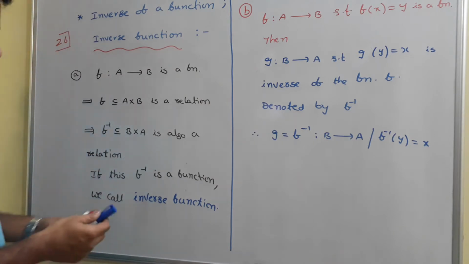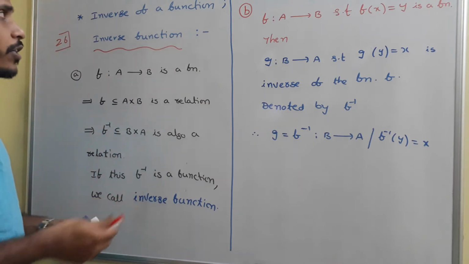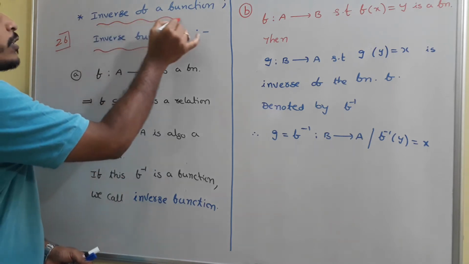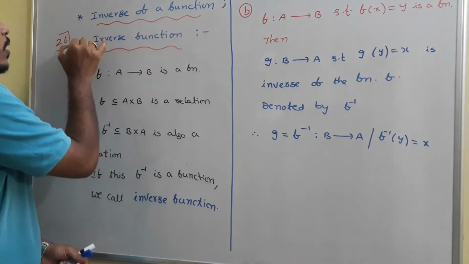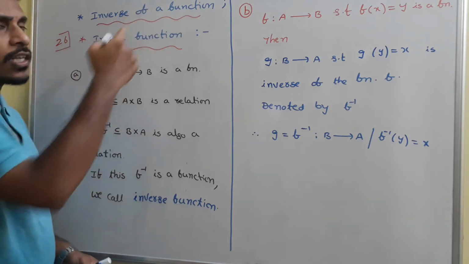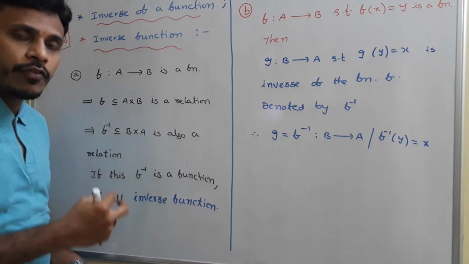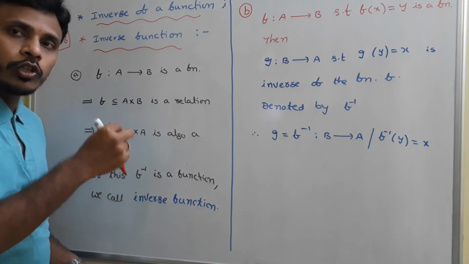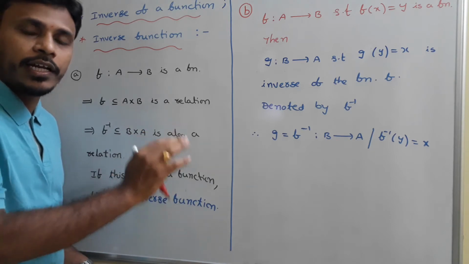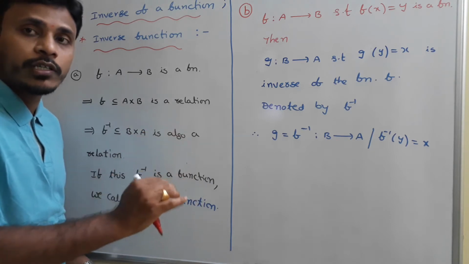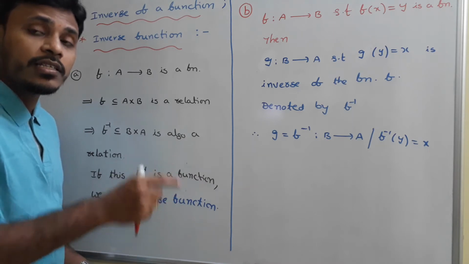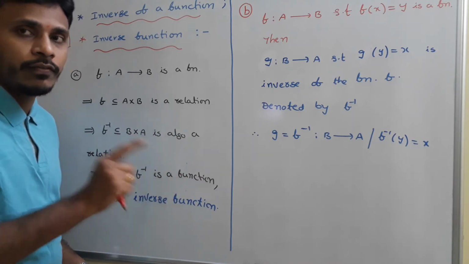Just observe the names. Inverse of a function is different from inverse function. Two different words, right? Inverse of a function in the sense, if we have a function, then it is possible to form its inverse. I have a function and I will get its inverse. We call it the inverse of the given function. And if that inverse is a function, then we call it inverse function.